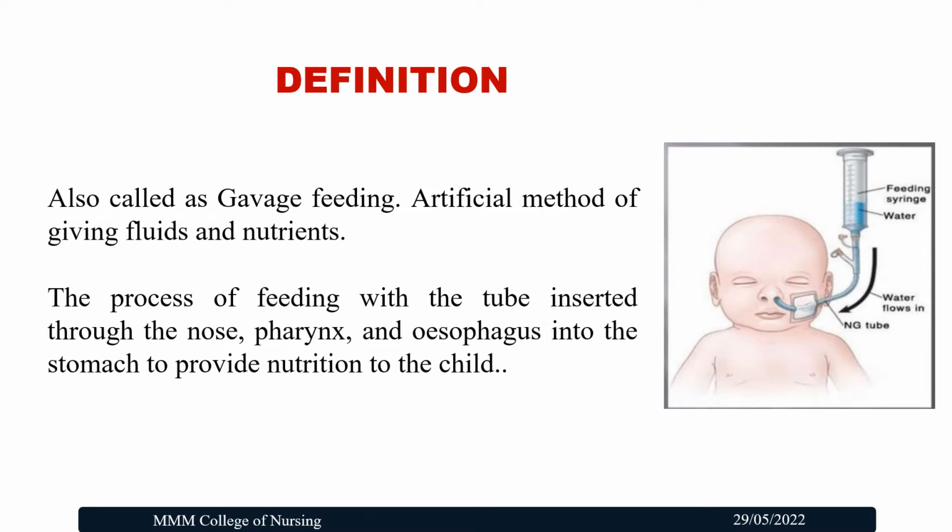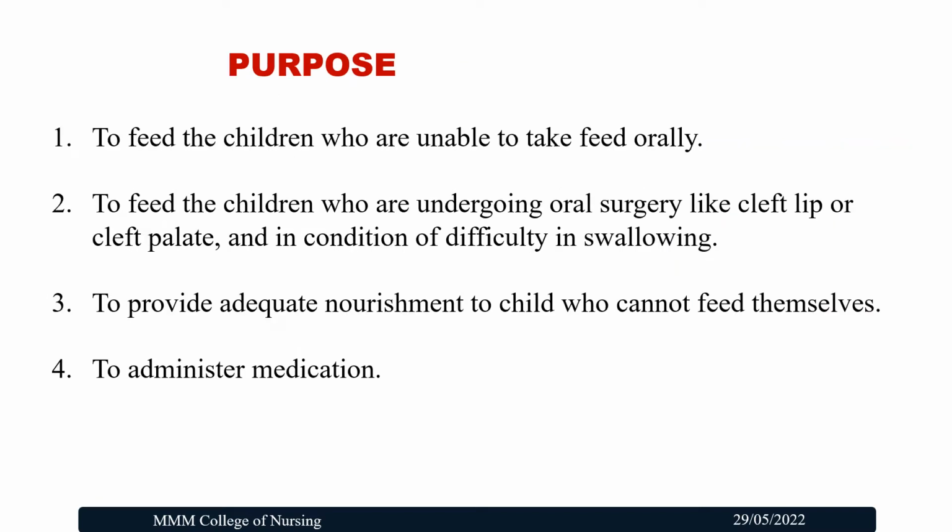Definition. Nasogastric tube feeding is also called gavage feeding, which means an artificial method of giving fluids and nutrients. It is the process of feeding with a tube inserted through the nose, pharynx and esophagus into the stomach to provide nutrition to the child. Next, the purpose or objectives of the procedure.